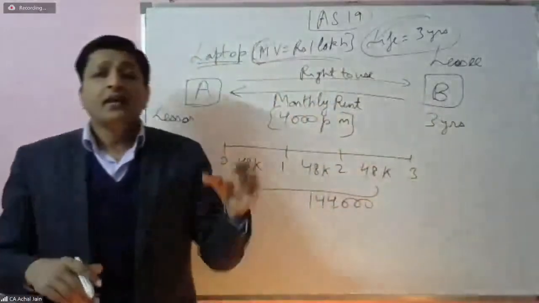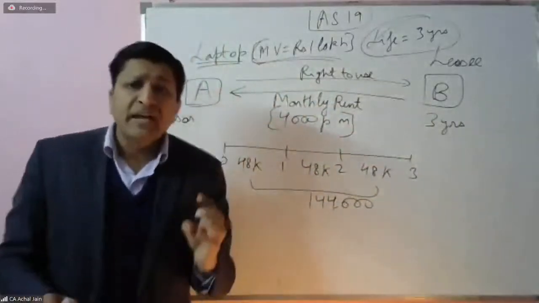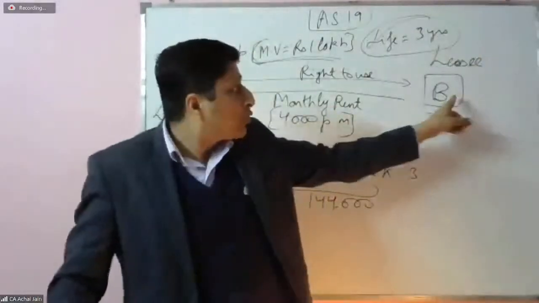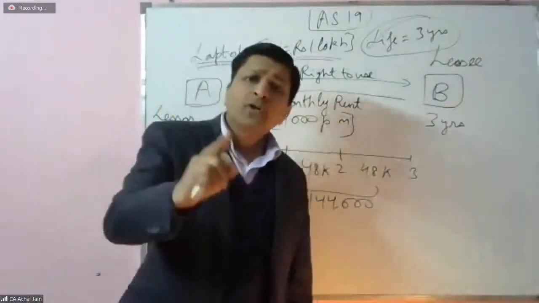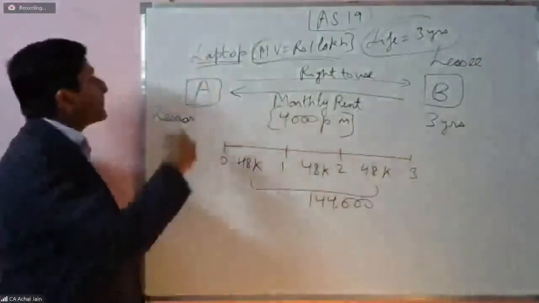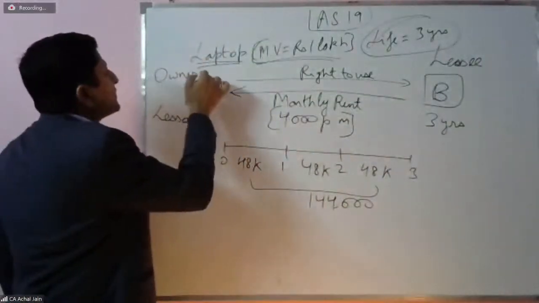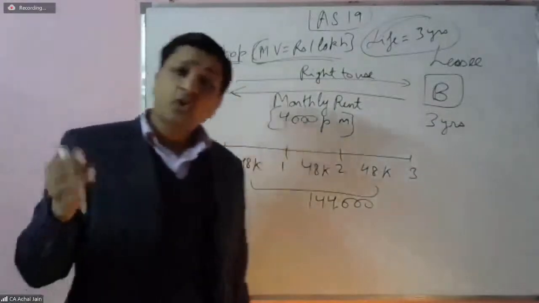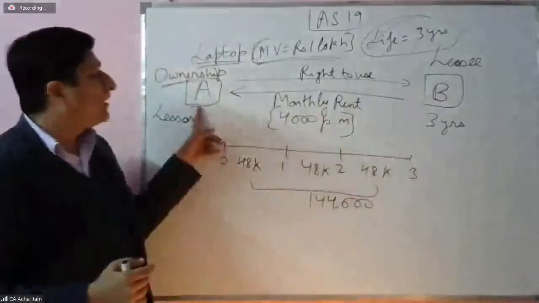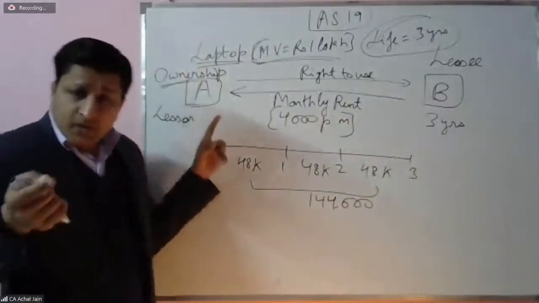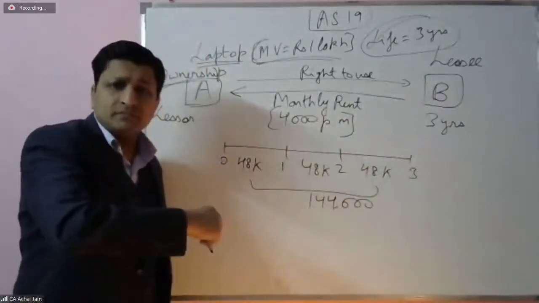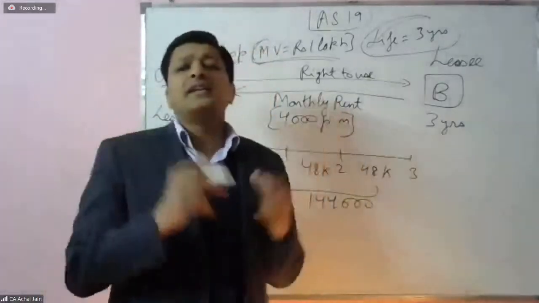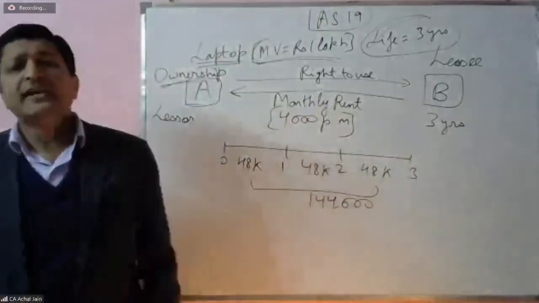So that's why entire economic benefit associated with this asset has gone out to whom? To B. There's no doubt that the ownership of this laptop has continued to remain with A, and even after 3 years, the laptop will come back to A. But will it have some value? No, it will not have any value.